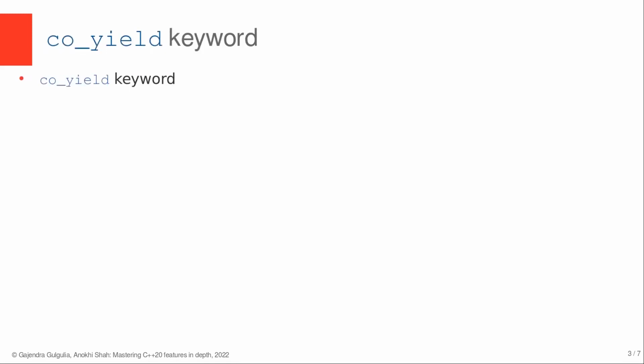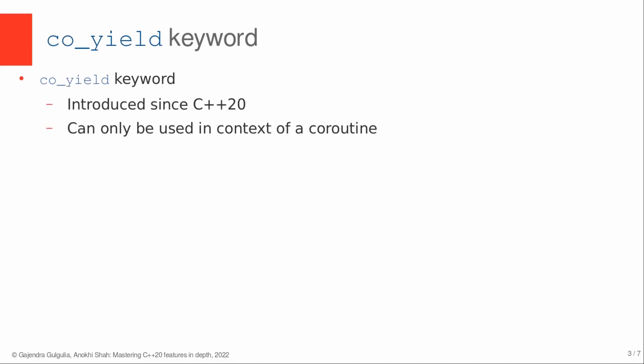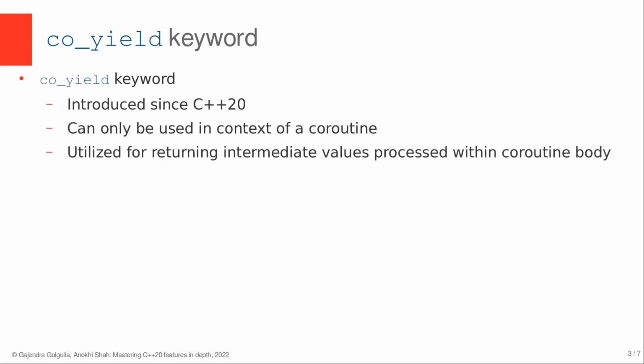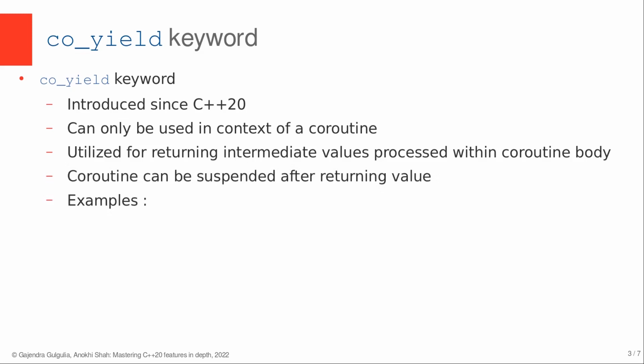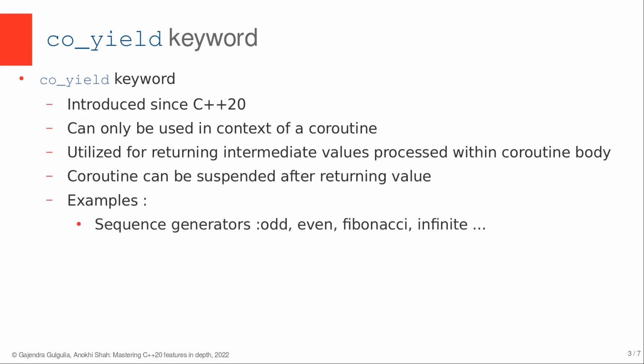The co_yield keyword has been introduced in C++ 20 and can only be used in the context of coroutines. The co_yield keyword can be utilized to return intermediate values processed within the body of the coroutine, and the coroutine can be suspended after the value has been evaluated with co_yield. The most common use cases of coroutines with the co_yield keyword are usage in sequence generators like odd, even, infinite, Fibonacci, etc., and usage as generators in range-based for loops.